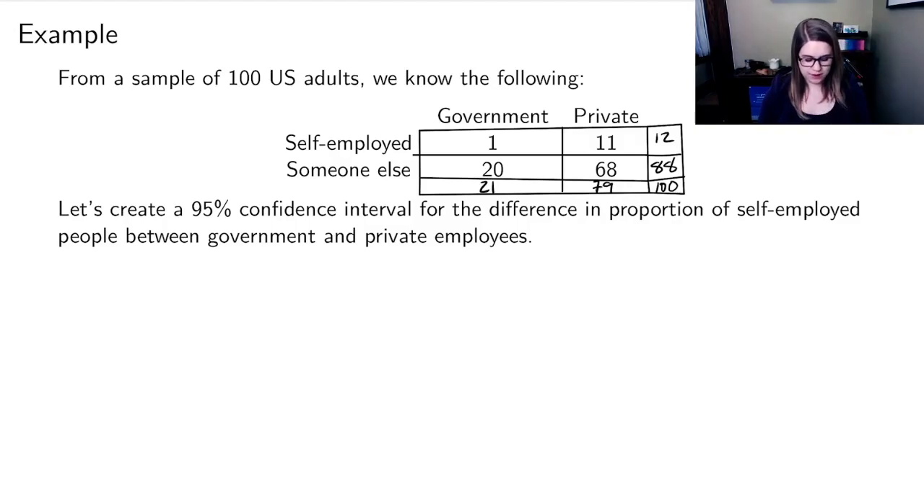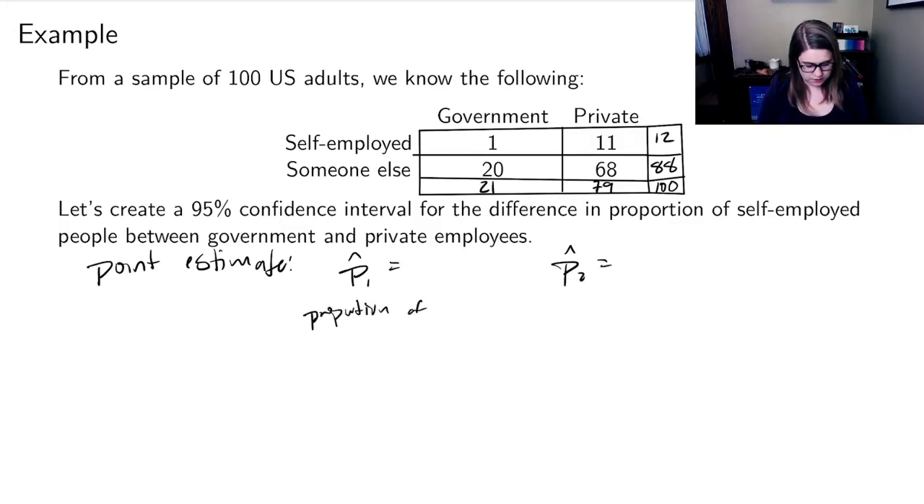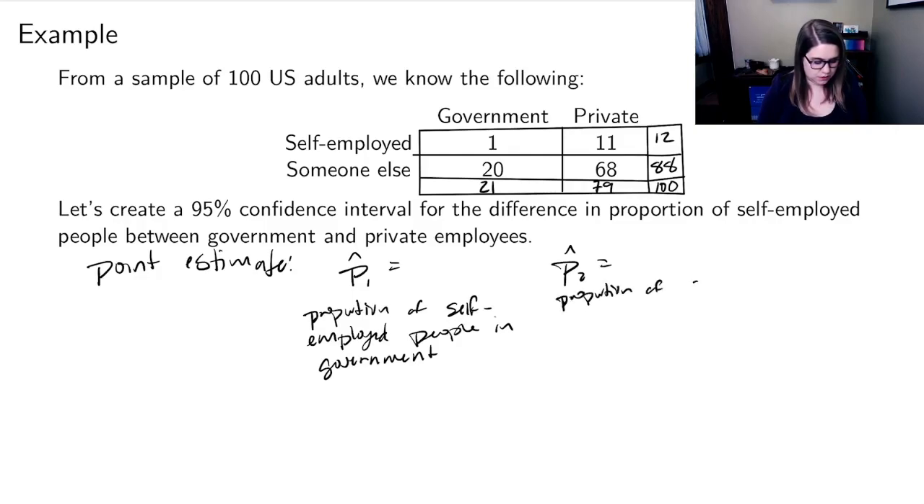And now I need to find a number of things. I think I actually had this on my next slide, but I'm going to need to find my point estimate. That's going to be a primary thing that I need to do. And in this case, I'm going to need P1 hat, and I'm going to need P2 hat. P1 hat is going to be the proportion of self-employed people in government. And I'll call P2 the proportion of self-employed people who are private employees.